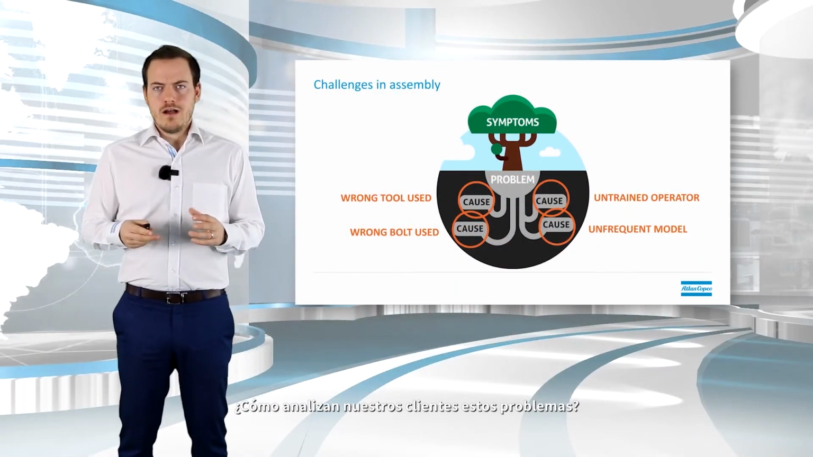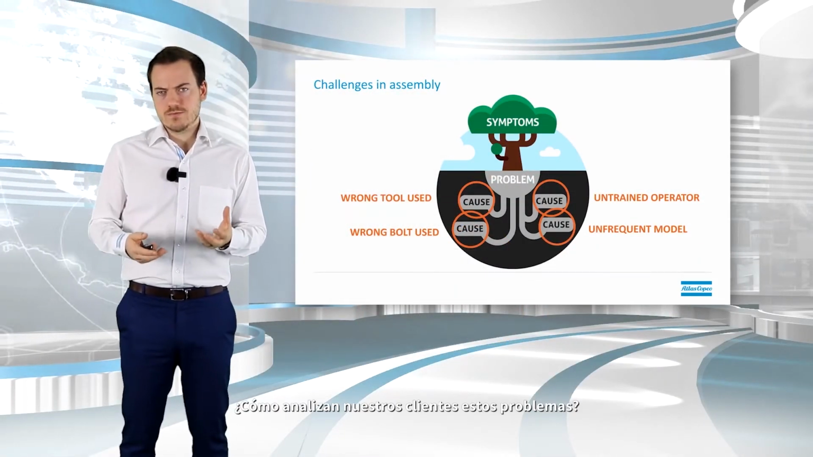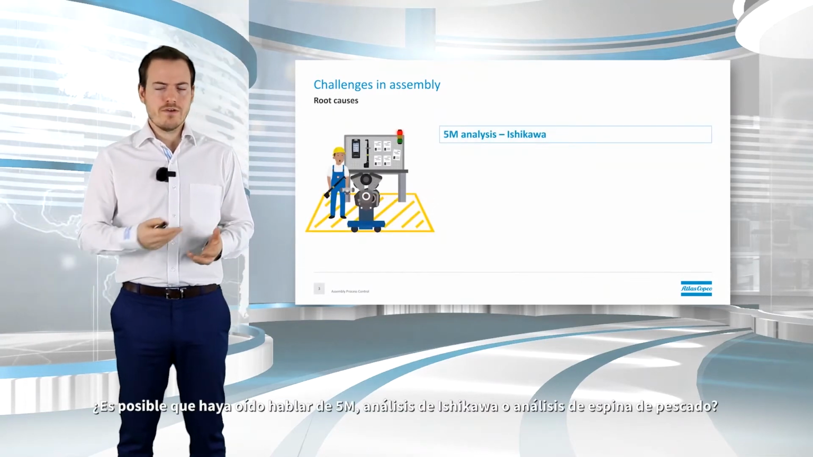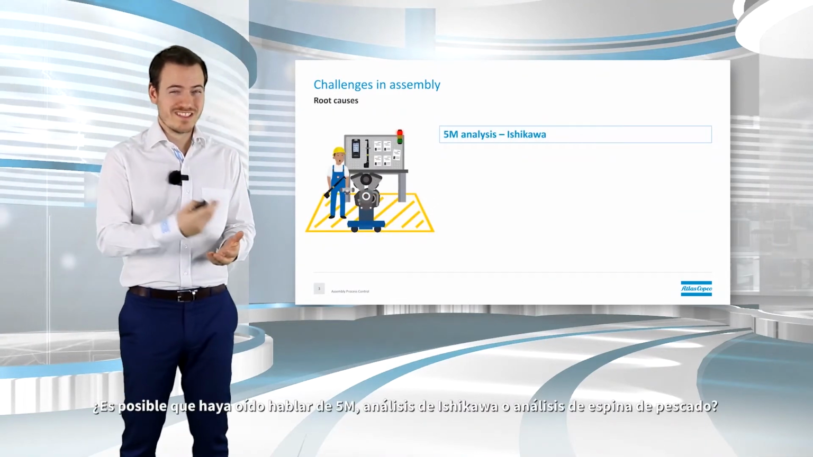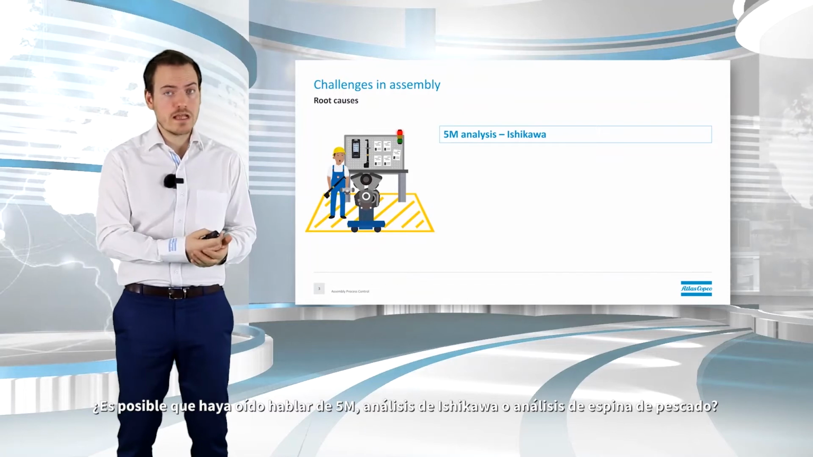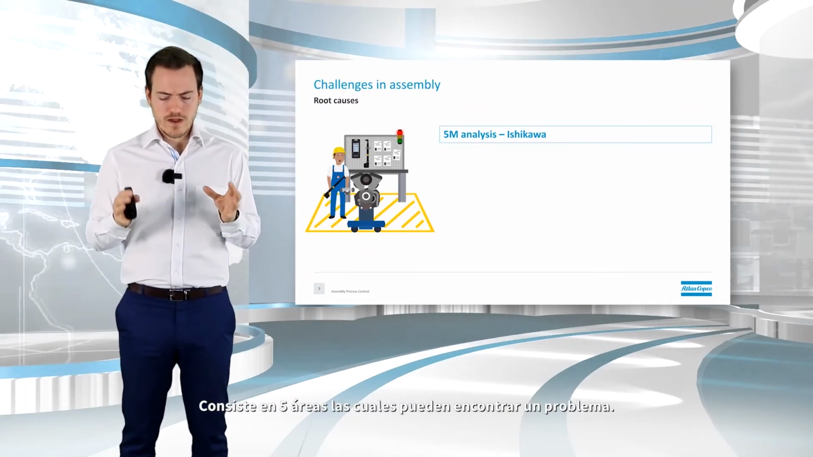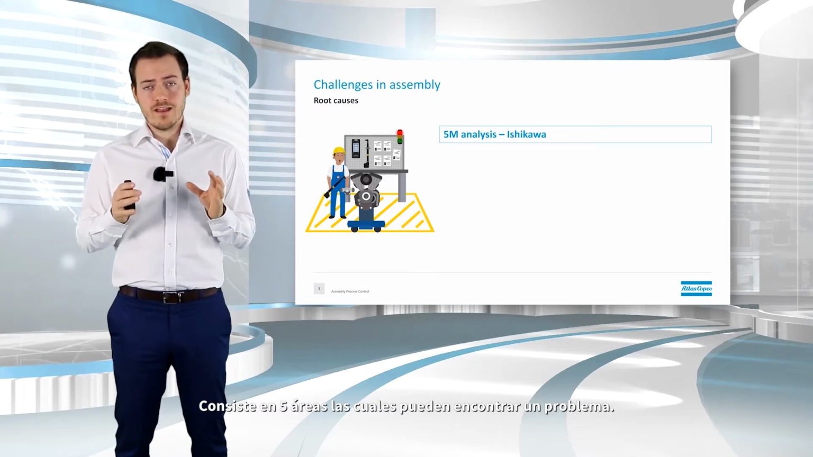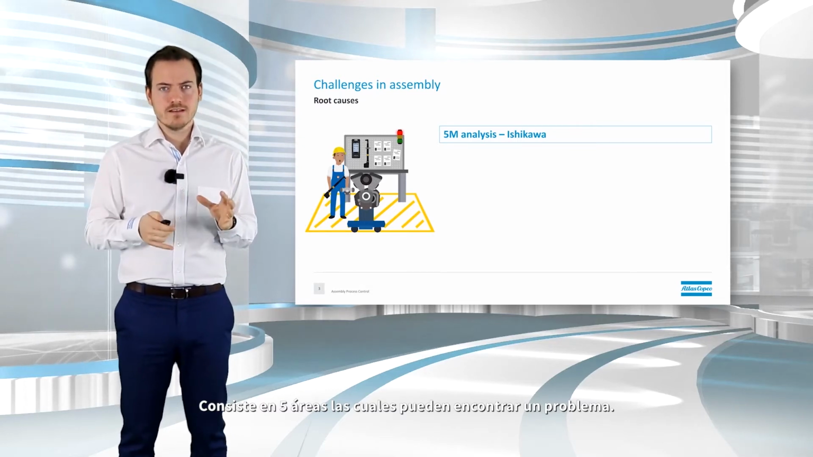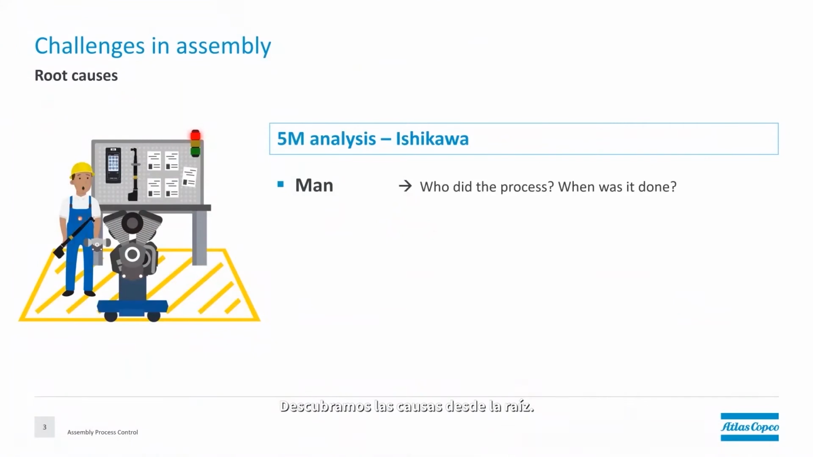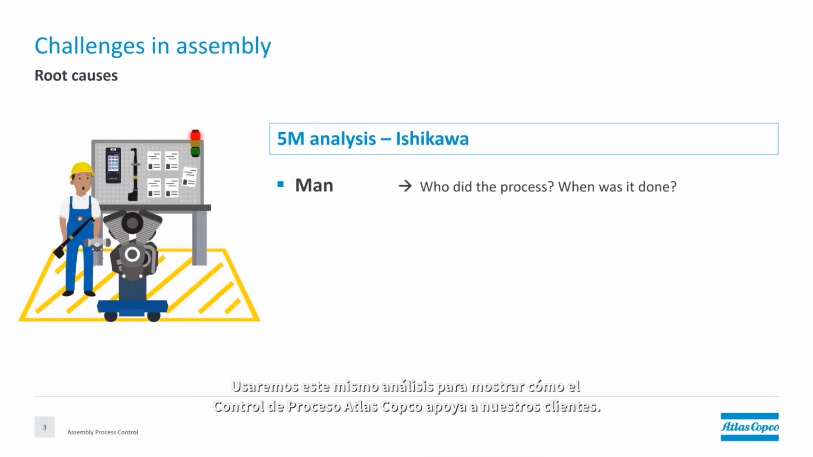Now, how do our customers analyze these problems? You might have heard about 5M or Ishikawa analysis or fishbone analysis. These are different names for the same thing. They took five areas where they can find a problem. Let's go quickly through that, and we will use this same analysis to show how Atlas Copco process control can help our customers.